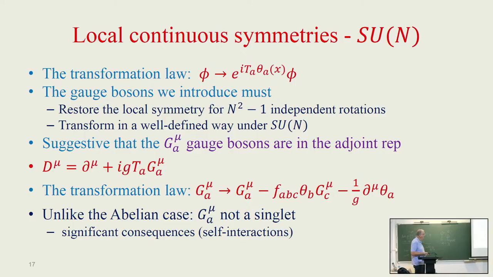theta B G mu C minus 1 over g d mu theta A. Two things here. First, this minus 1 over g d mu theta A is similar to what the transformation law of the vector boson that we added in the abelian case. This thing here has no equivalent in the abelian case. This is very important for two reasons.